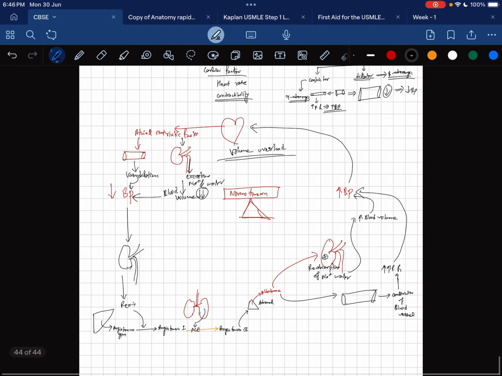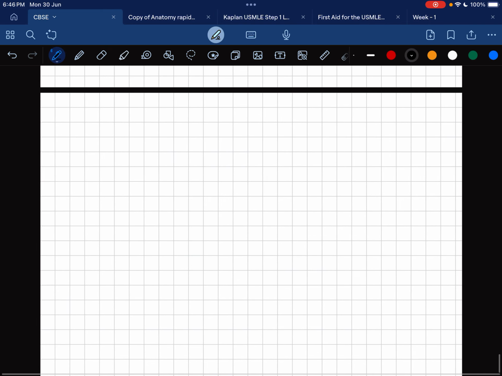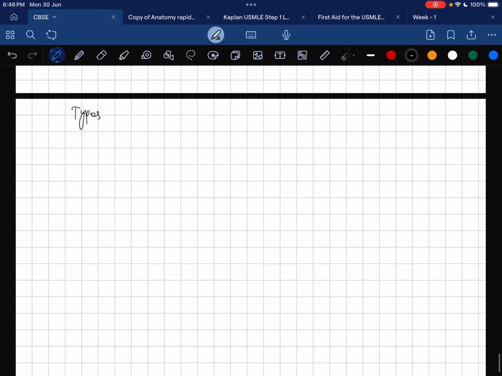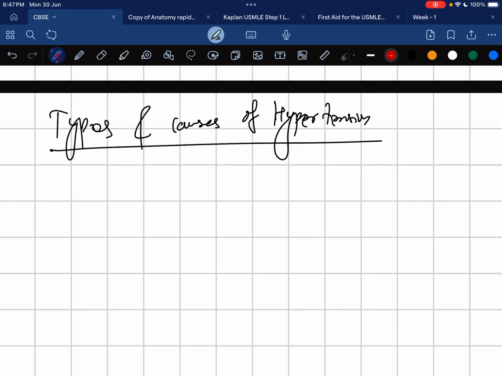After that we discussed hypertension, the types and causes of hypertension. Initially, 90 to 95% of patients have essential hypertension, which is idiopathic, without any identifiable cause.